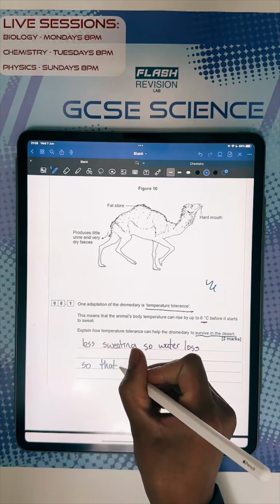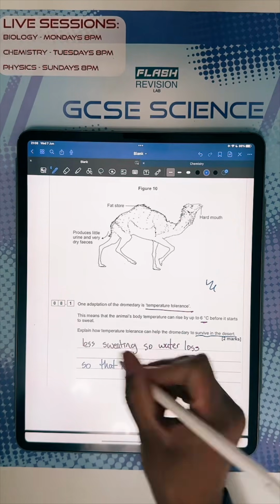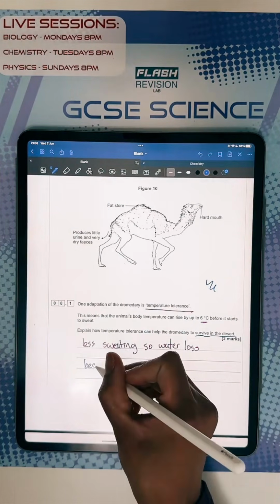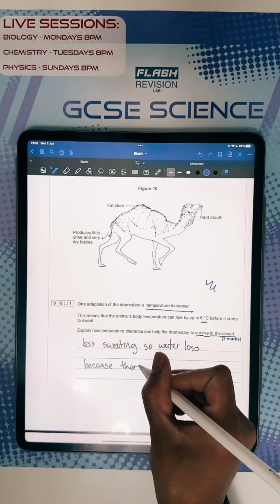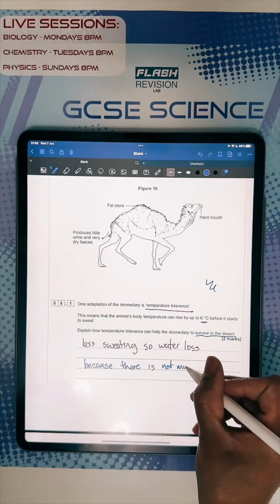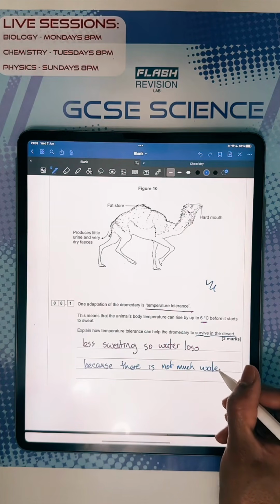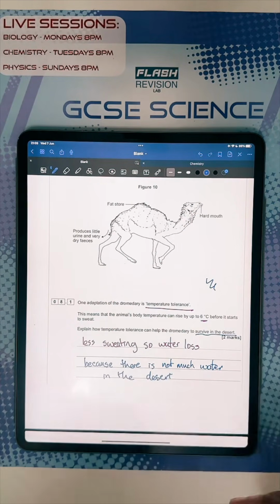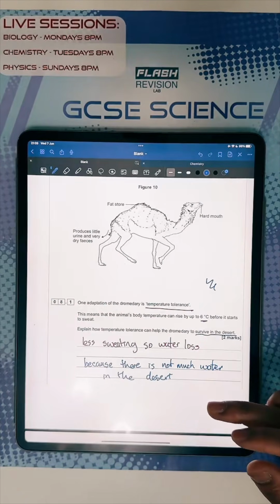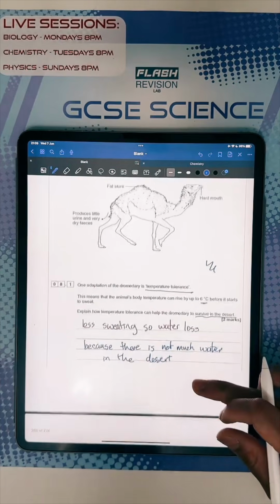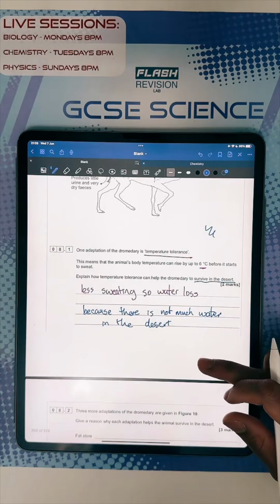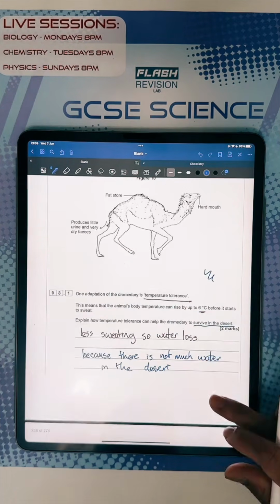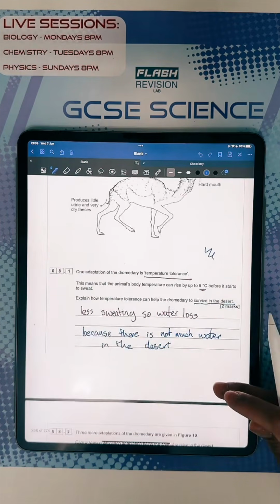So that, sorry, I gotta say so because there's not much water in the desert. That's why it's important for them to conserve water. Okay. It's not about storing water, no. Well, it kind of is. They lose less water, so it stays in their body. But it's asking, why is that relevant to a desert? That's why you need to mention this bit.